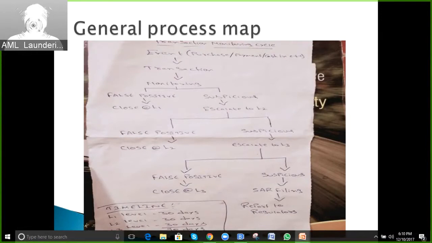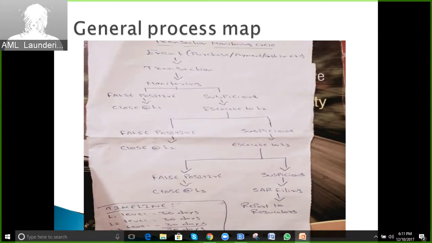Hemant, just to add on that, every suspicious activity or event will not end up filing a SAR. That's what you can see here. Every stage has a false positive, which means we are closing the case right away if we have concluded that the case is no longer suspicious or threatening. We will just close the case right away.